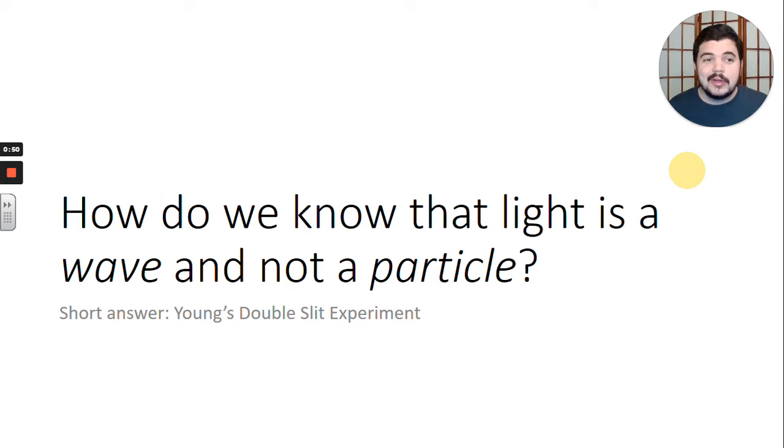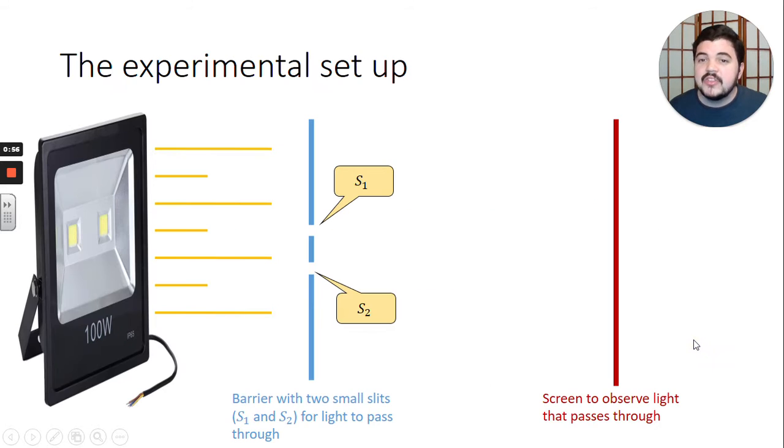But let's go through the storyline of Young's experiment. So here's the setup. We have a floodlight. He didn't use a floodlight in 1801, but we've got light coming in. We have two slits, slit 1 and slit 2, labeled S1 and S2. And then otherwise we've got a barrier, so light can only hit these two slits. And we have a screen over here where we can observe the light that passes through those two slits. So we've got a barrier with two holes in it, and an observation screen over here. That's what's going on.